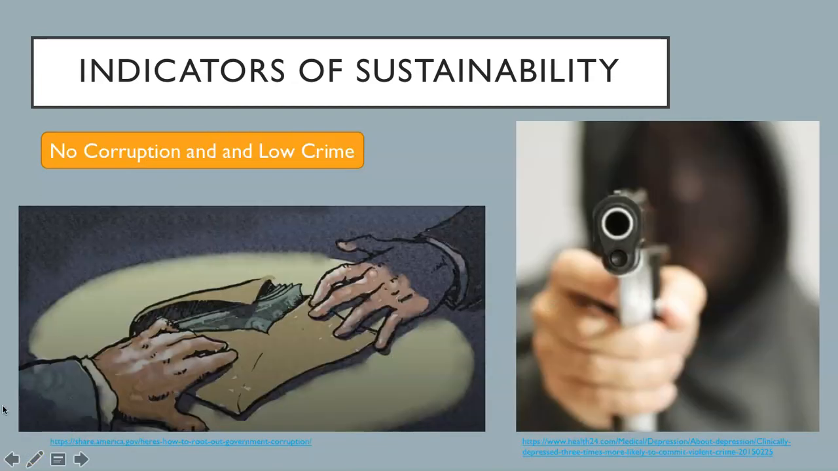Good governance without corruption is essential for sustainable development and is thus an indicator of sustainability. Intentional homicides as well as violent crimes have a variety of significant negative impacts on sustainable development. The phenomenon of crime compromises human dignity, creates a climate of fear, and erodes the quality of life. Thus, low crime is also an indicator of sustainability.